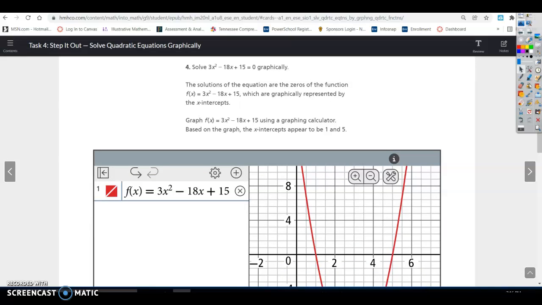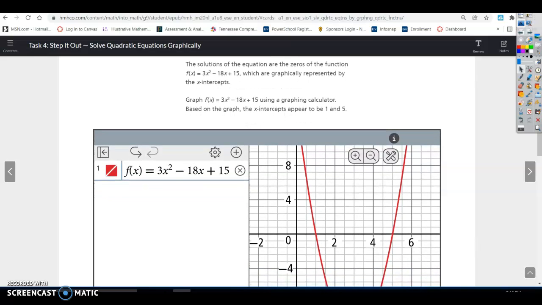So it says solve 3x squared minus 18x plus 15 equals 0 graphically. All right, the solutions of the equation are the zeros of the function f of x equals 3x squared minus 18x plus 15, which are graphically represented by the x-intercepts. All right, so if you graph this function, it appears that 1 and 5, so here's 0 and 2, so halfway between 0 and 2 would be 1. And here's 4 and 6, so halfway between 4 and 6 would be 5. So they're saying that the x-intercepts, or the zeros, are 1 and 5.